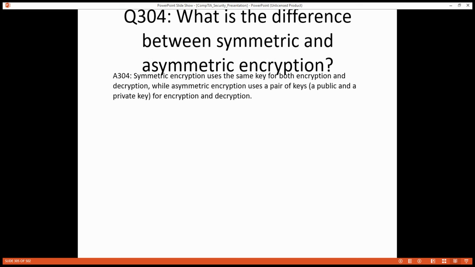Q304. What is the difference between symmetric and asymmetric encryption? A304. Symmetric encryption uses the same key for both encryption and decryption, while asymmetric encryption uses a pair of keys, a public and a private key, for encryption and decryption.